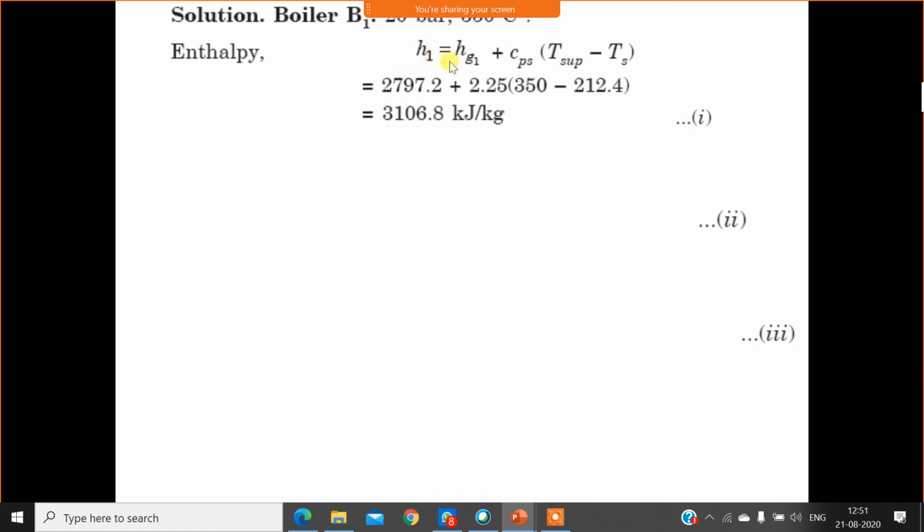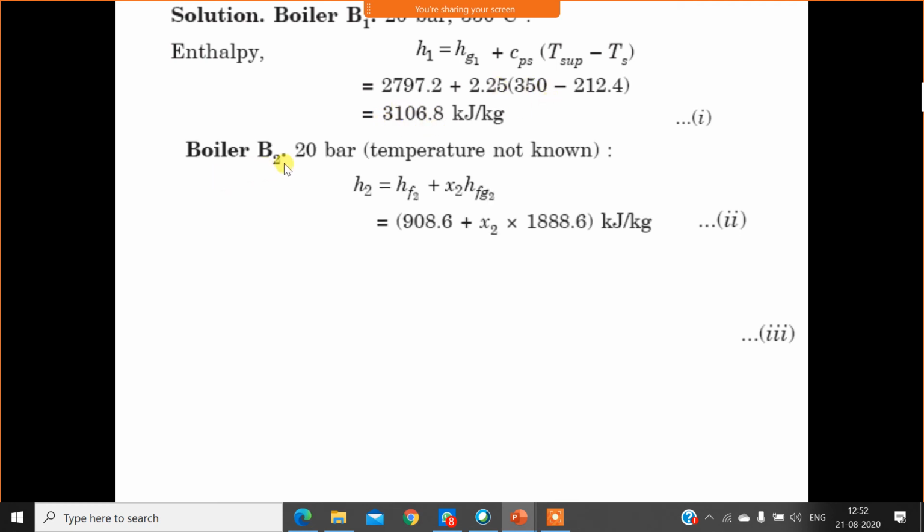The enthalpy of superheated steam is equal to Hg plus Cp times (T sup minus T sat). The superheated temperature is 350. The saturation temperature we saw in the steam table is 212.4, and the value of Hg at 20 bar is 2797.2 kilojoule per kg. Therefore, the enthalpy is 3106.8. We can take this value directly from the steam table also, but whenever the value of specific heat is given, go for this formula, because as the specific heat changes, the enthalpy also changes.